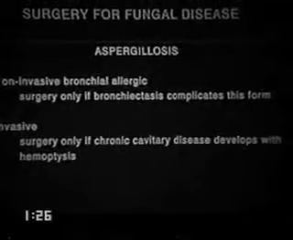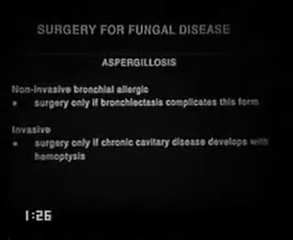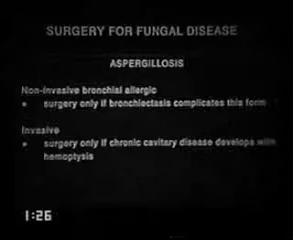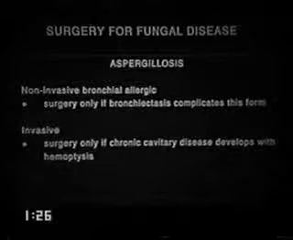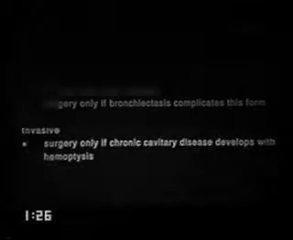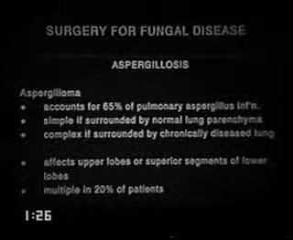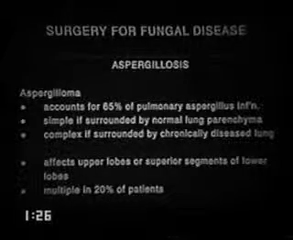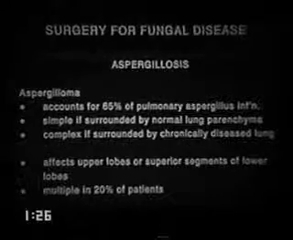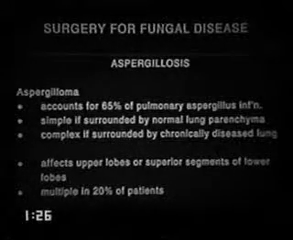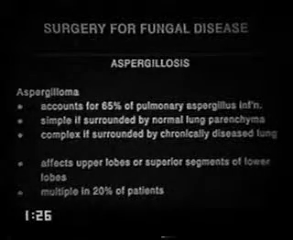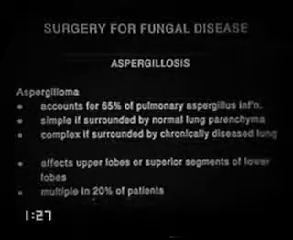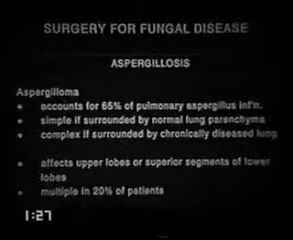The non-invasive bronchial allergic form requires surgery only if bronchiectasis is complicated, and that's very rare. The invasive form requires surgery if you develop chronic cavitary disease associated with hemoptysis, and that's much more common. Aspergilloma accounts for about 65% of pulmonary Aspergillus infection. As I mentioned, it's simple if it's surrounded by normal parenchyma, complex if it's surrounded by chronically diseased lung. It affects the upper lobes or superior segments of the lower lobes in the vast majority of patients, and can be multiple in up to 20% of patients in some reports.